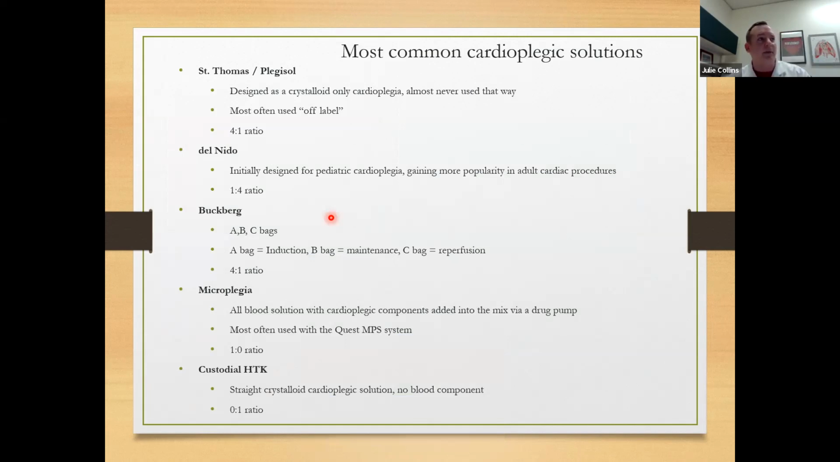I would say these are the most common cardioplegic solutions you're going to see, be it adult or peds. St. Thomas solution, also known as Plegiosol, is a very commonly used cardioplegia. Interestingly, it was used as a crystalloid-only cardioplegia, so all its constituents are based on being just a crystalloid cardioplegia. But I would say 99% of centers use it off label. They use it in a 4-to-1 ratio: 4 parts blood, 1 part Plegiosol.